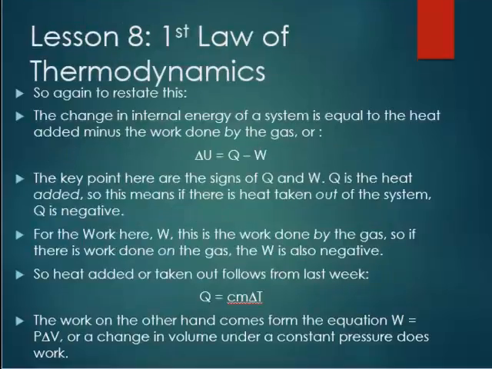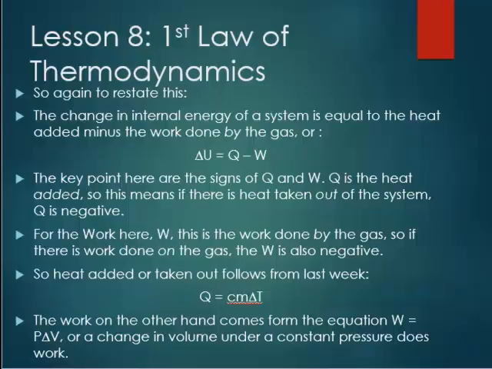So now let's focus on the first law of thermodynamics. I start by restating this from the previous slide. The change of an internal energy of a system is equal to the heat added minus the work done by the gas, or delta U equals Q minus W. The key point here is the signs of the Q and the W. Q is the heat added, so if heat is taken out of the gas, Q is negative. W is the work done by the gas, so if there's work done on the gas, W is also negative.